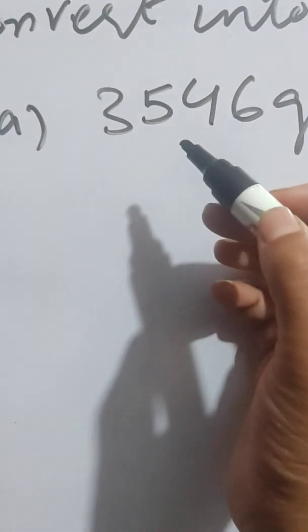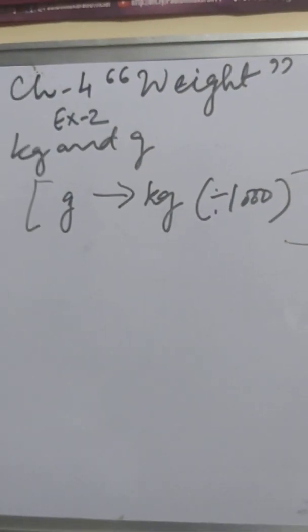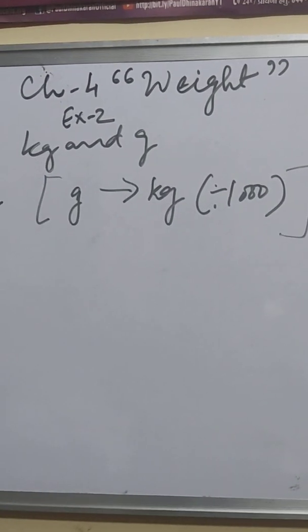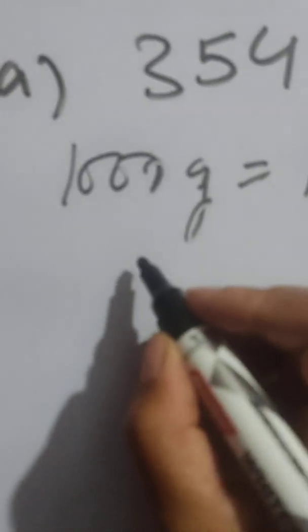So our second question is convert into kg and gram, and the sum which I am going to take is 3546 gram. So to move from gram to kg, that is smaller to bigger, we are going to divide by 1000. Remember this one. This is the rough column work. 1000 gram is equal to 1 kg and छोटे से बड़े पे जा रहे, we are going to divide.